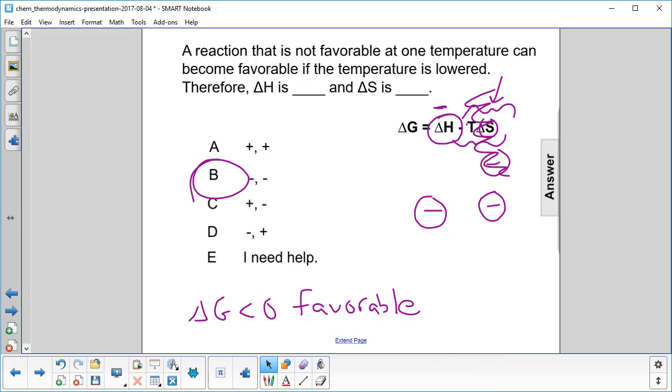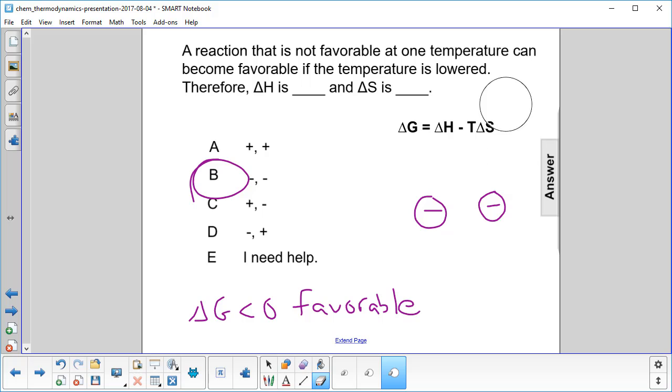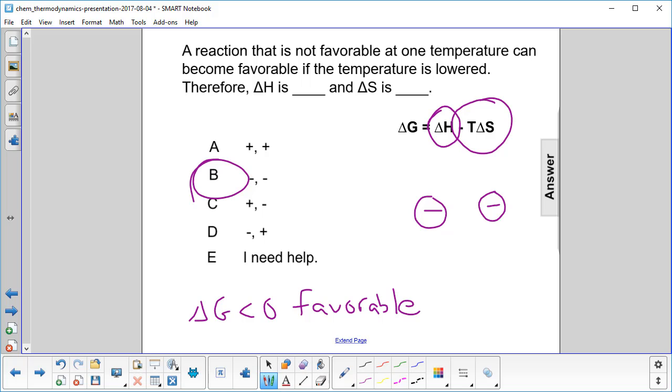And the way to look at it is, when we are at the higher temperature, assume this term predominates, and at the lower temperature, assume this term predominates.